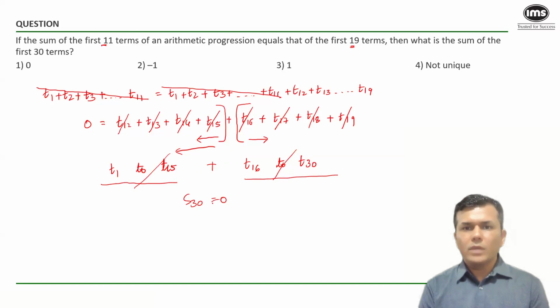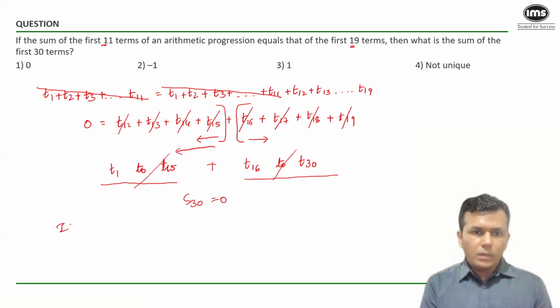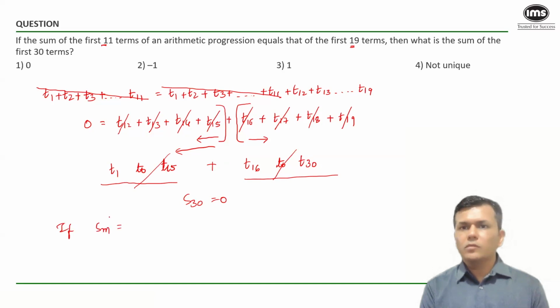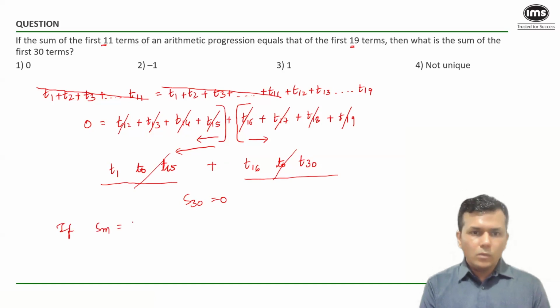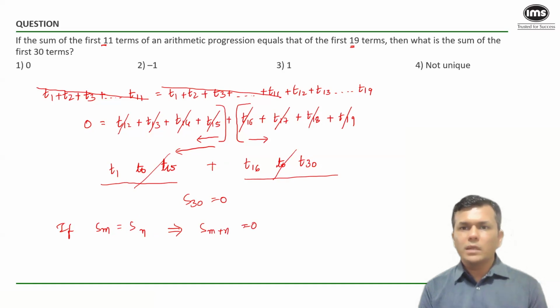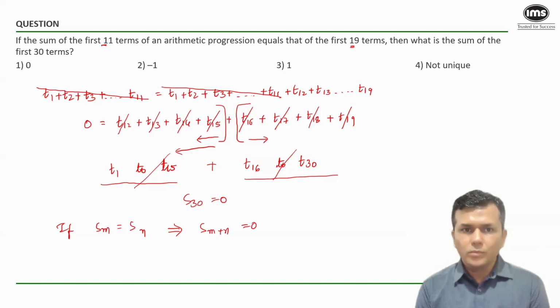So this is another way we can look at the same problem. Now let's try to generalize. Wherever it is given to us that S of M, which means summation of first M terms, is equal to summation of first N terms, we can always take that S of M plus N is equal to 0. So if you know this property, you can straight away say that, okay, when S11 is equal to S19, that means S of 11 plus 19, that's S of 30, is always 0.